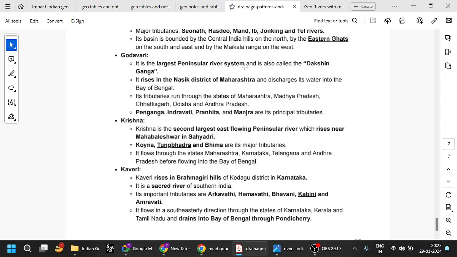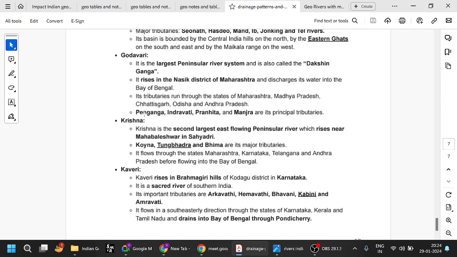So Godavari is called the largest peninsular river system. It's also called Dakshin Ganga. It rises in the Nashik district of Maharashtra. Very important. Especially if you are preparing for APPSC, specifically you have to remember it. Nashik. Krishna is in Mahabaleshwar. Godavari is in Nashik, Krishna is in Mahabaleshwar, and Kaveri rises in the Brahmagiri hills of Kodagu, means Coorg, in Karnataka. Krishna rises in Mahabaleshwar in Sahyadri, means Western Ghats, and Godavari, Nashik in Maharashtra.